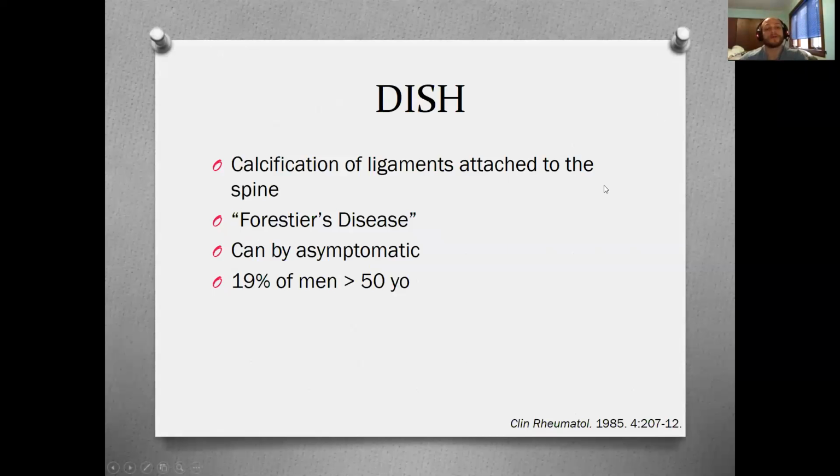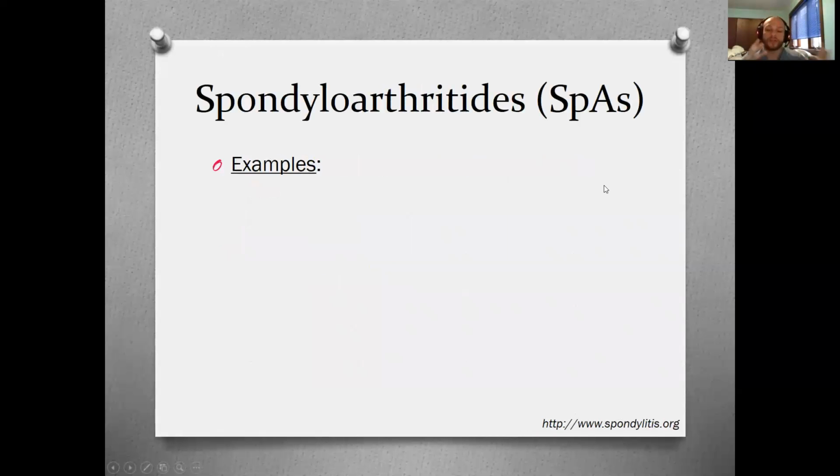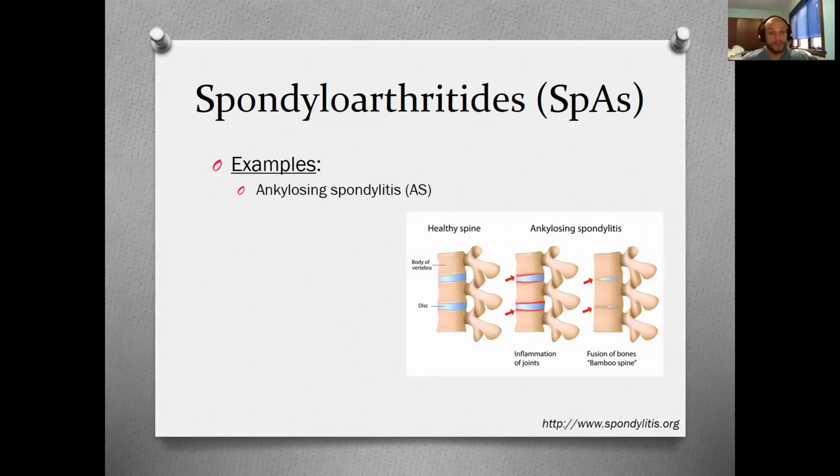So when talking about DISH, I want to talk a little bit about other types of back disorders that could resemble DISH or are similar to DISH. The first one, which we've all probably heard the radio ads about, is ankylosing spondylitis. So what is ankylosing spondylitis? Essentially, when you have this disease, you have stiffness and pain in your lower back. It typically starts in your lower back, but it can migrate upwards towards your upper back.